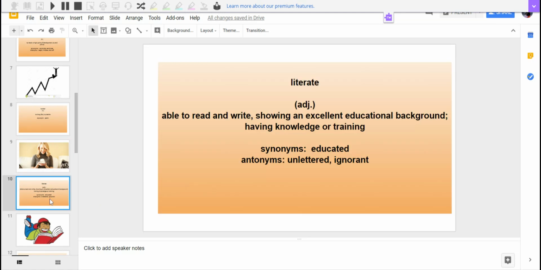Okay, our next word is literate. Literate is an adjective. It's another describing word. It describes nouns or pronouns, so it can describe a person. It means able to write, showing an excellent educational background, having knowledge or training. So if you can read and write, you are literate. Synonyms, or words that mean the same, are educated. Antonyms are unlettered or ignorant.